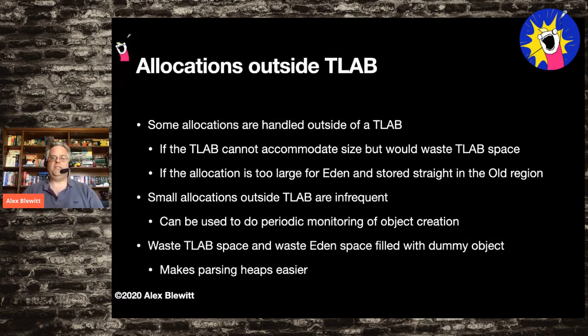Because these allocations outside the TLAB are infrequent, some profiling tools use these to monitor how many objects are being created in the VM, and then statistically can give you an idea of where your hotspots are in an allocation process. When the TLAB is finished, the waste space inside there and the waste space inside Eden is filled in with a dummy object, which is actually just a variable sized array. And this makes parsing heaps easier when you do a heap dump and for the garbage collector to step through.